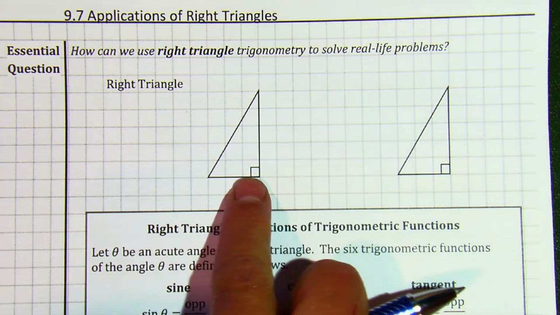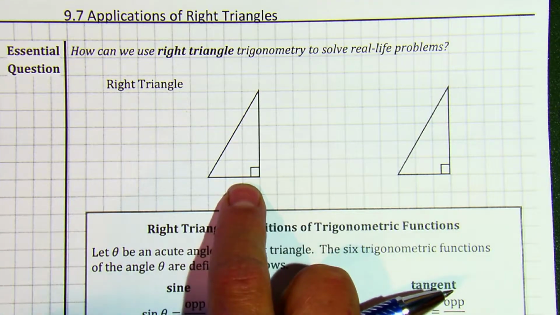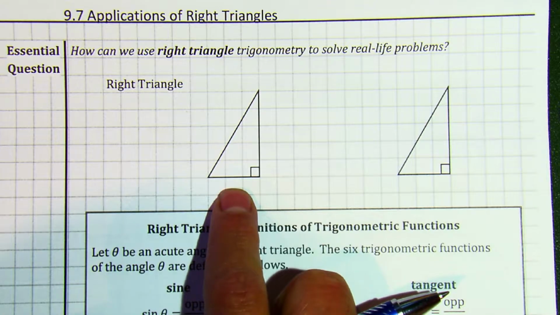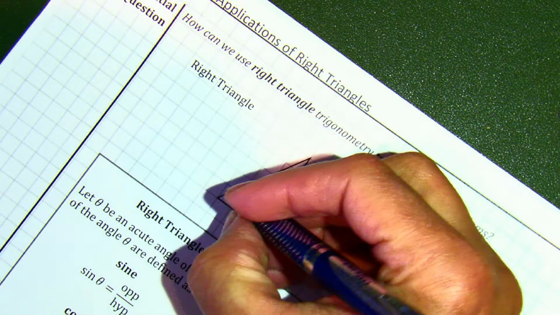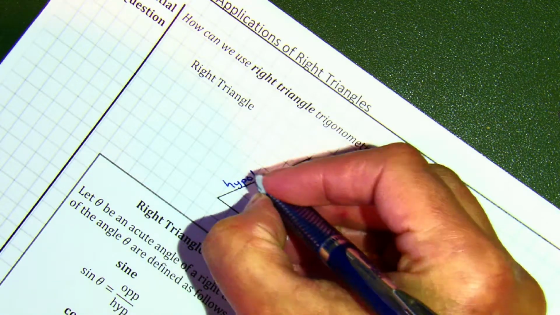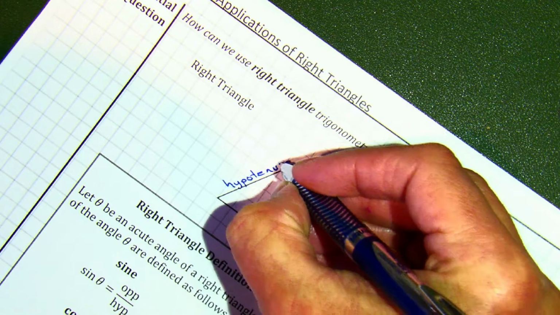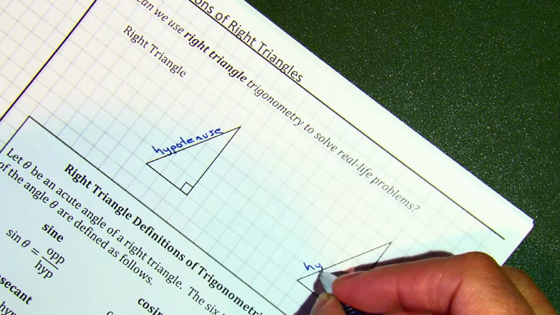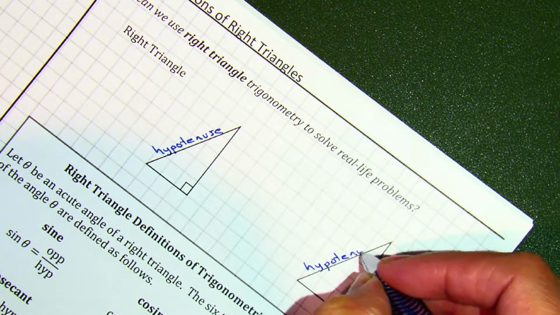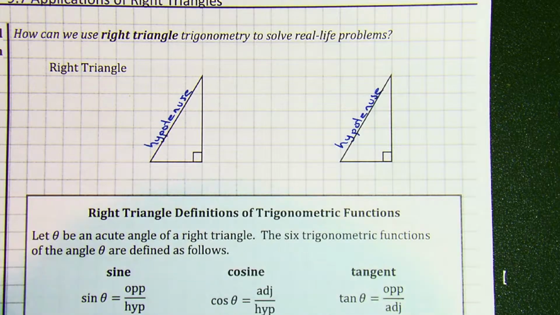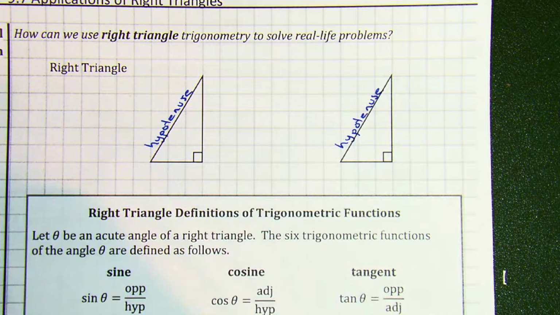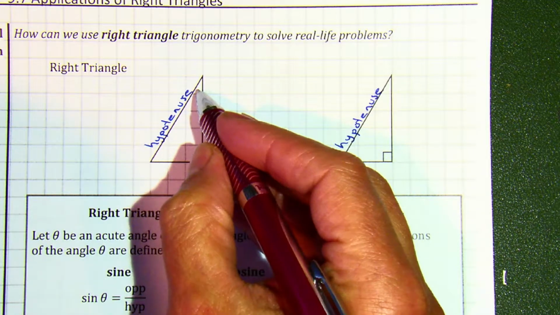So we know that if we have a right triangle, we have three sides, and we know one of them is the hypotenuse, and that is the one that's opposite the right angle. So therefore, this is your hypotenuse on both triangles. And we know that we have two sides. One of them will be your adjacent, and the other one will be your opposite side. It all depends on whether we are using this angle versus that angle.